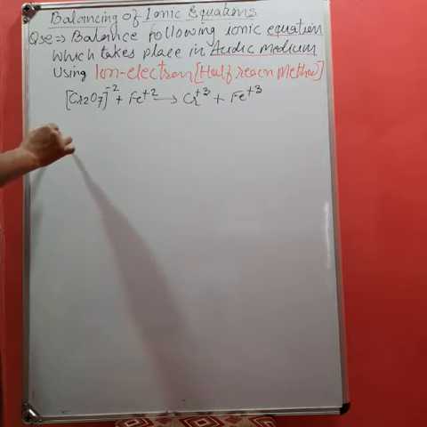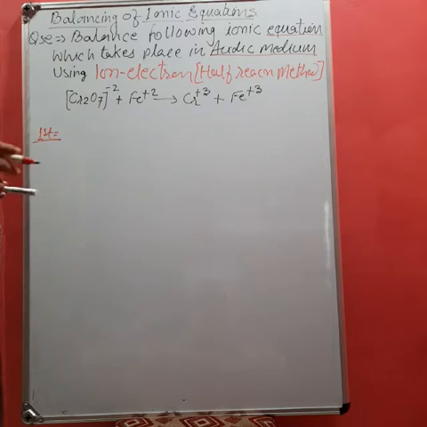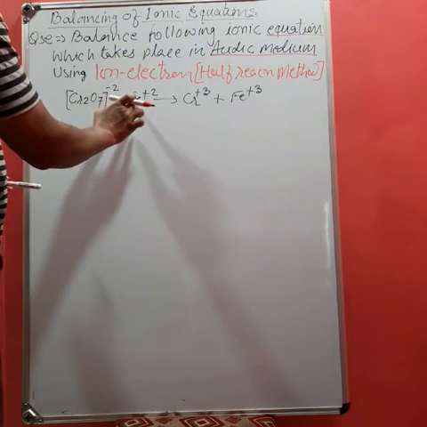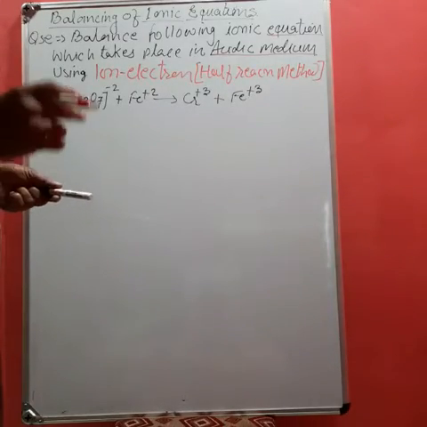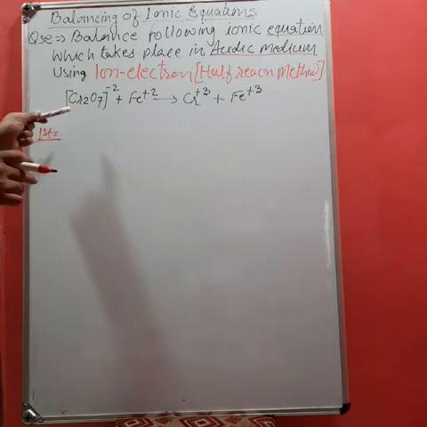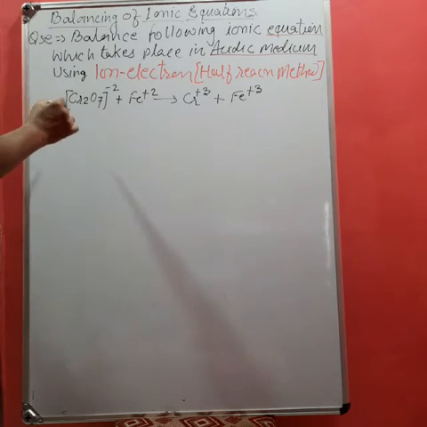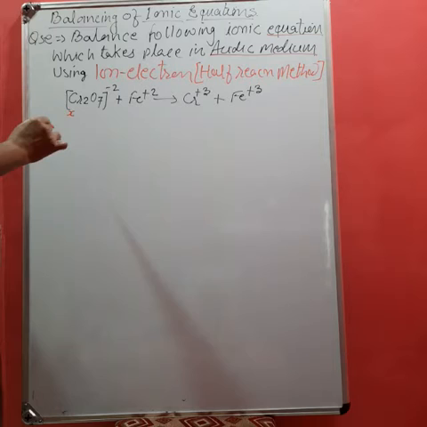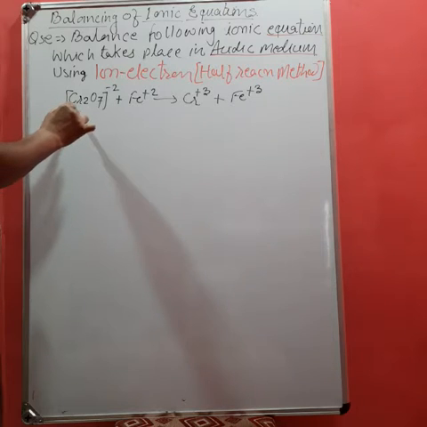First step. What is the first step? To find the oxidation number of all species. So the oxidation number of Fe, Cr and another Fe on the product side is already given, but the oxidation number of chromium is not given. So we have to find the oxidation number of chromium first. Let chromium be denoted by x, but how many atoms are there? 2. So write here 2x.